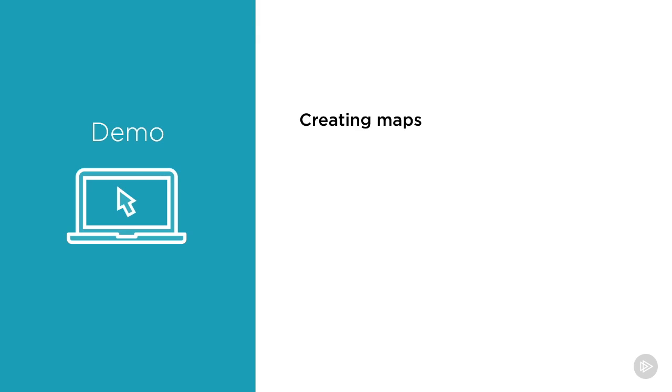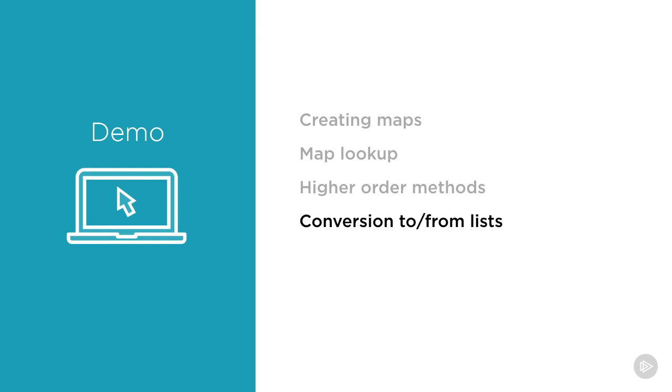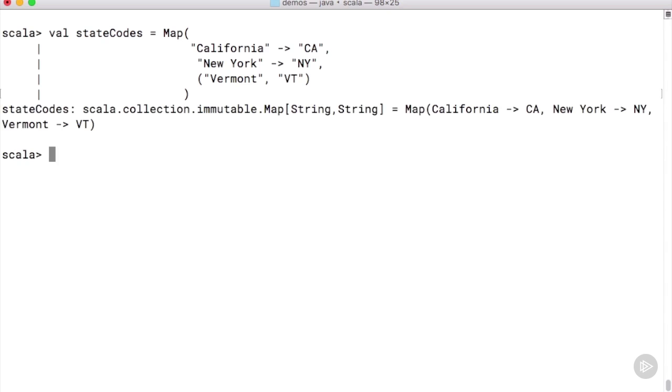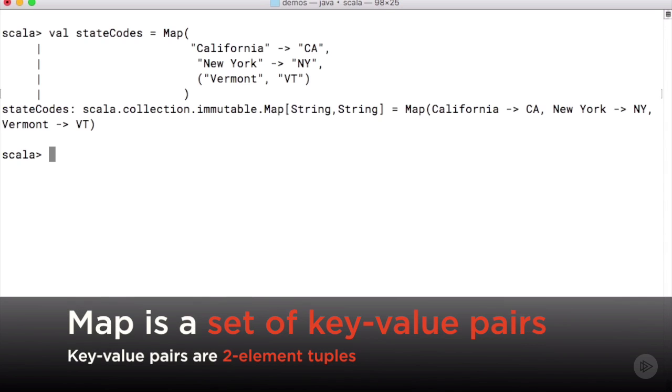Creating them, of course, using keys to look up values from a map, invoking higher order methods on a map, that is, having a function object operate on every element of a map, and of course, converting lists to and from maps. Let's start with a look at how maps are created. What you see on screen now is a value called state codes which has been assigned a map. And as you can tell, on the right hand side of the assignment operator is a map followed by a set of key value pairs. That is a map created for you.